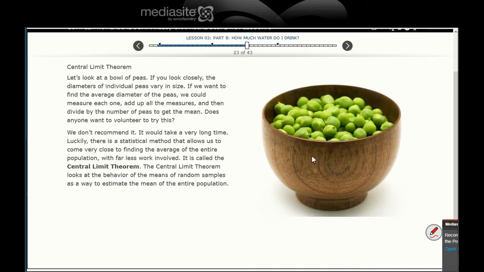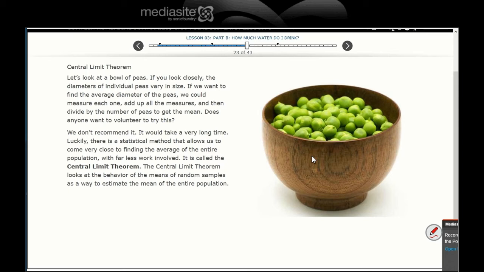Central limit theory. Alrighty. Let's look at a bowl of peas. If you look closely, the diameter of individual peas vary in size. They're not all the same size. If we want to find the average diameter of the peas, we will measure each one, add up all the measures, and then divide by the number of peas to get the mean.